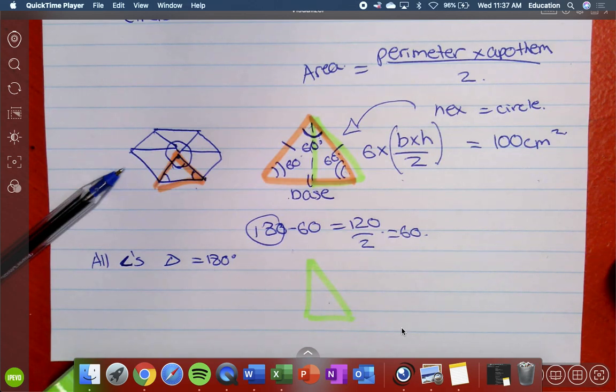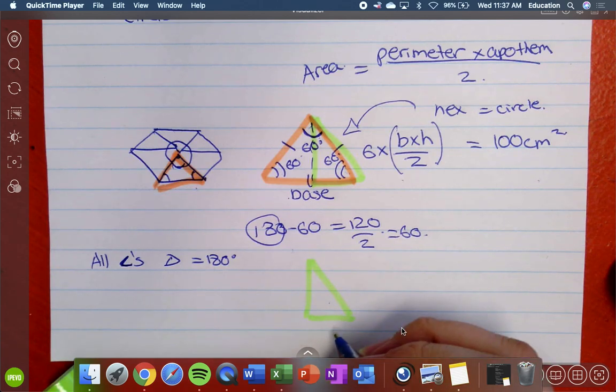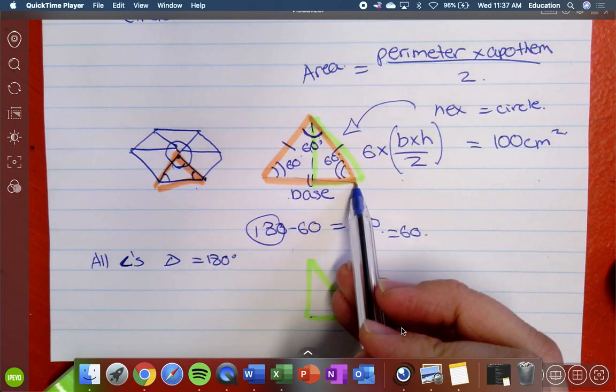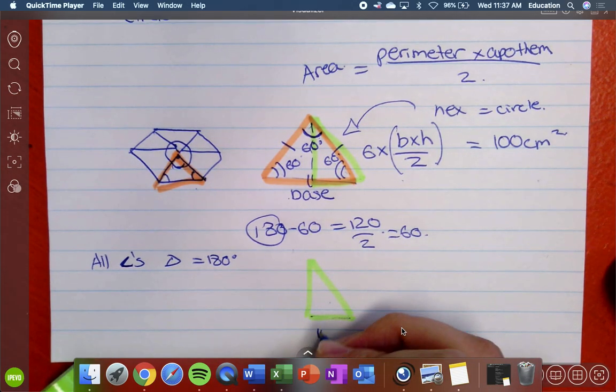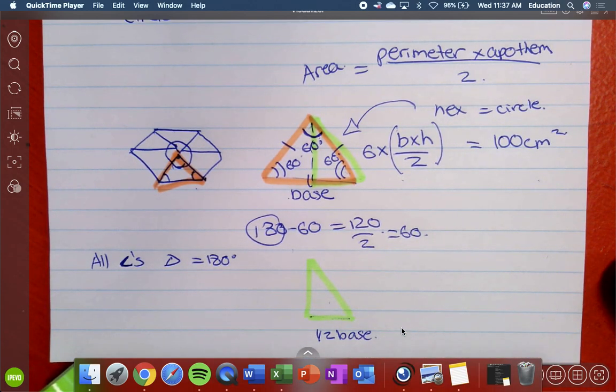Okay. So in this triangle here, I can label this. So the bottom half is going to be what? What's this length? What's this length? So base was the whole thing. So half of base.